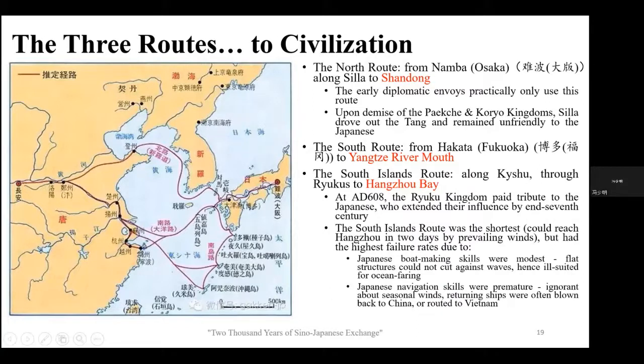This South Islands route, especially, because when you are traipsing towards the islands, it actually has a very high failure rate, because at that time, Japanese boat making skills were very modest, and they were flat structures because the boats were only sailing on the inland seas, not over the open seas, and as such they couldn't accommodate the very high winds. And they also didn't understand the wind structure.